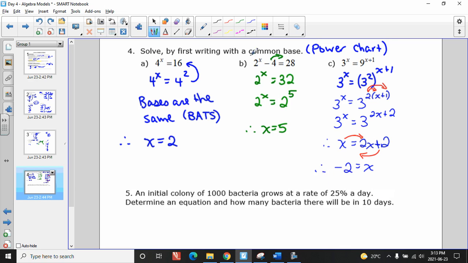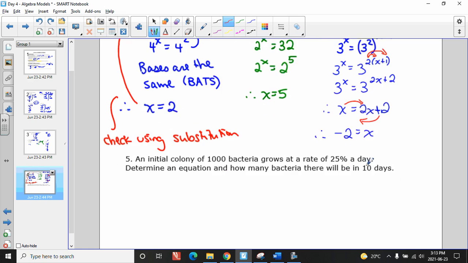All of these solving equation questions could be checked by substituting your answer for x. Check using substitution. So I've discovered that x is 2. If I put a 2 into this exponent, 4 squared, hey, that is 16. That worked. So you can do a little self-check that way.